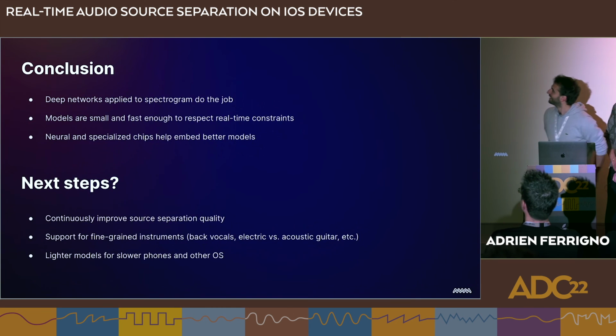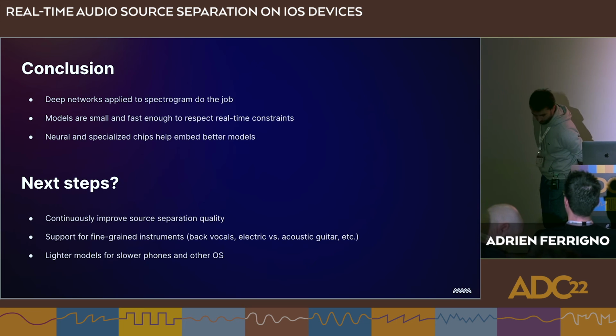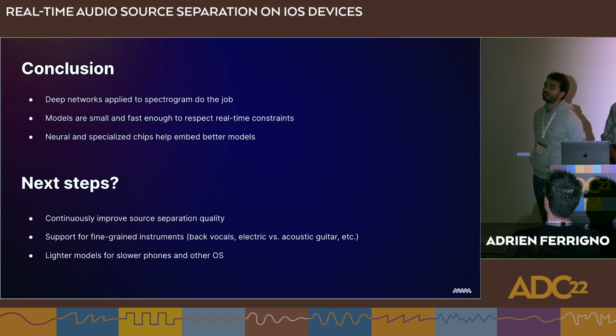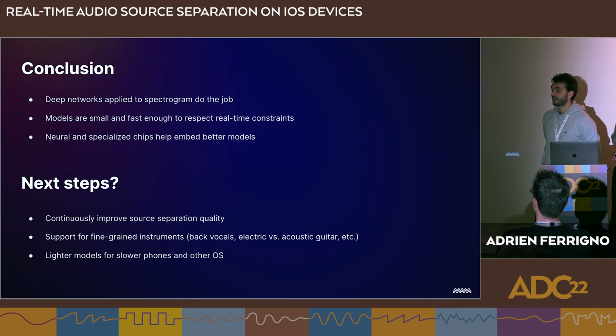Okay. In conclusion, we managed to create a spectrogram-based model, and they do the job in real time on mobile. Models are fast, small, and real time.